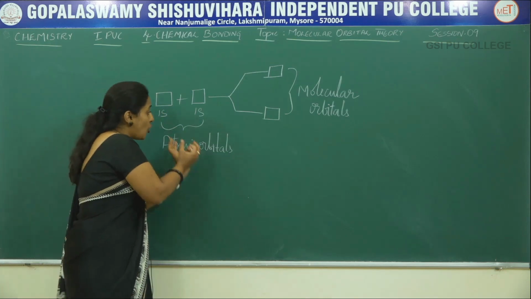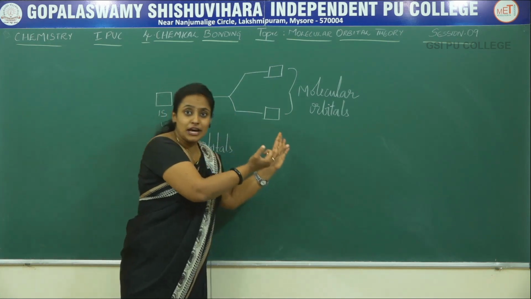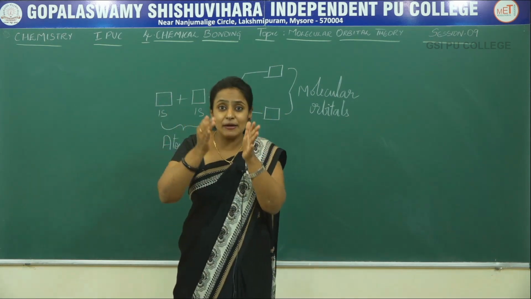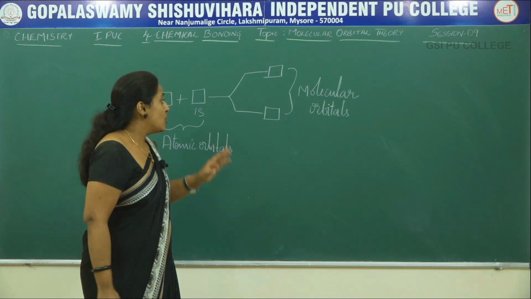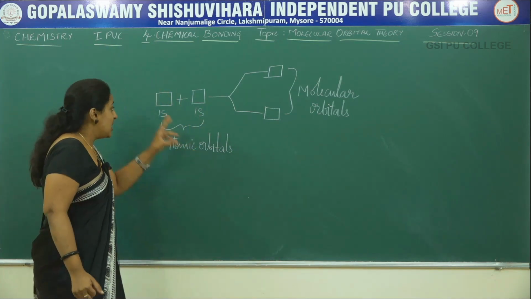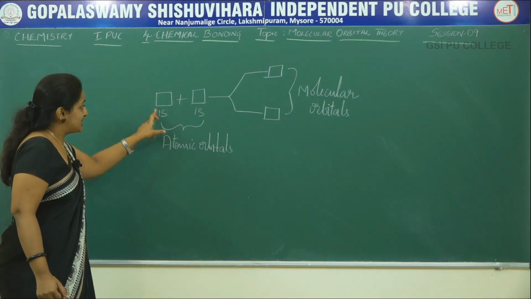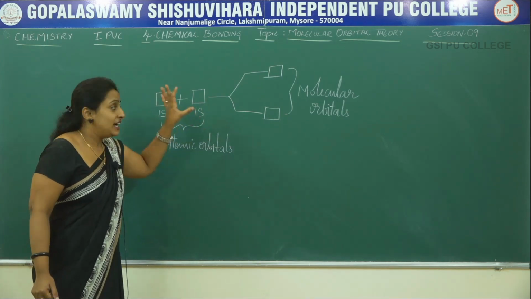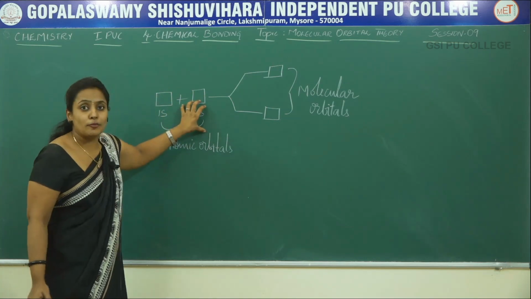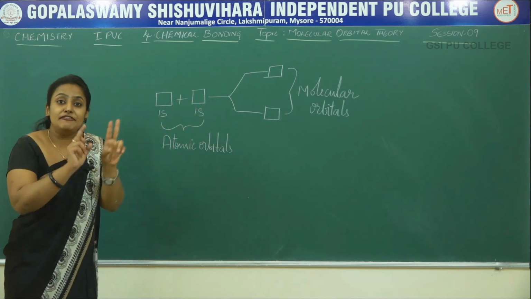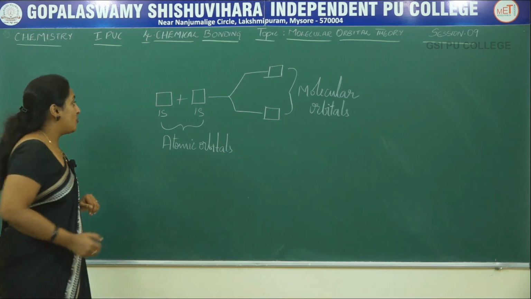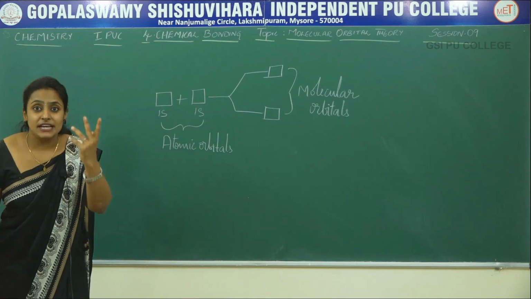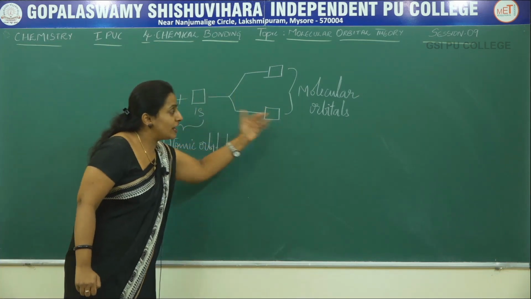So, which atomic orbitals will form molecular orbitals? The atomic orbitals which are of the same energy. The atomic orbitals of the same energy means the atomic orbital present in 1s will combine with the atomic orbital of 1s itself. It can't be combined with the atomic orbital of 2s because of different energy. So, the atomic orbitals of the same energy and same shape can combine to give the molecular orbital.